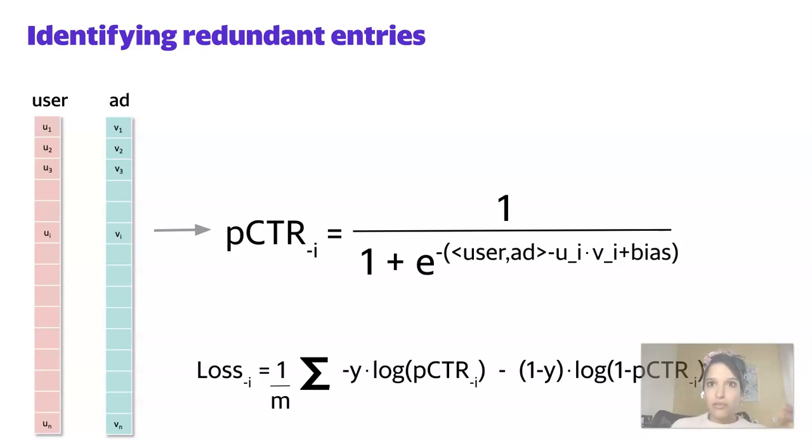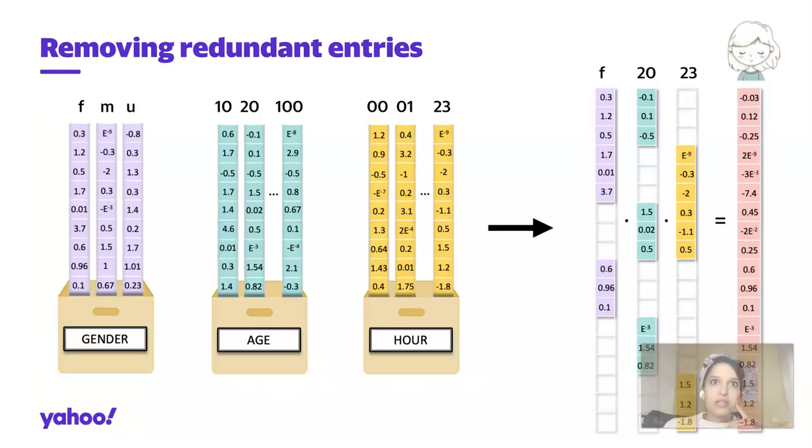At the end of each tuning cycle, the entries for which loss minus i is the lowest, since we want to minimize the loss, are considered for removal. So here is an example of how we remove an entry in practice. Let's assume that the loss without this entry, the 0.45, is the lowest.